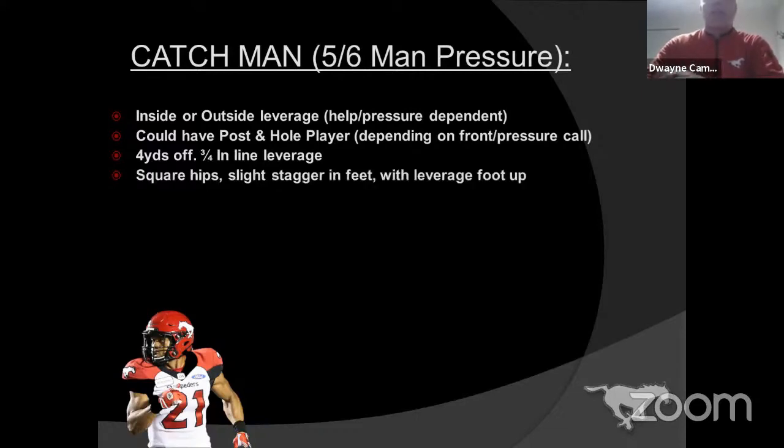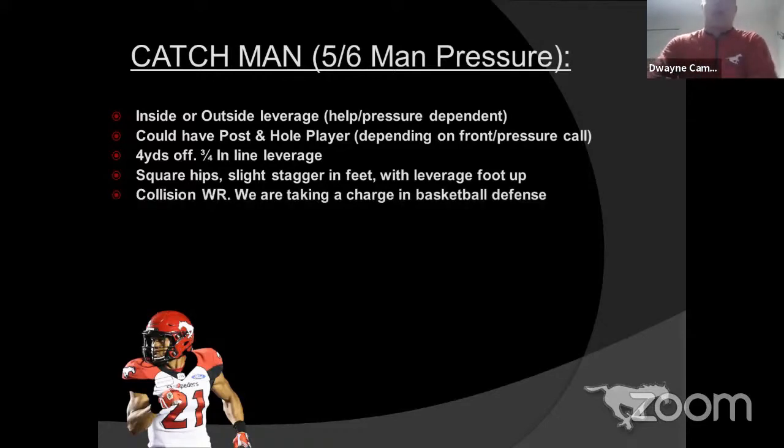Square hips, slight stagger in the feet, all right? I want the hips square, not open at all, but a slight stagger in the feet with the leverage foot up. So if we're playing inside leverage, inside foot's up to take away an inside release, outside leverage, outside foot's up to deter an outside release, okay? We're looking to collision the receiver.